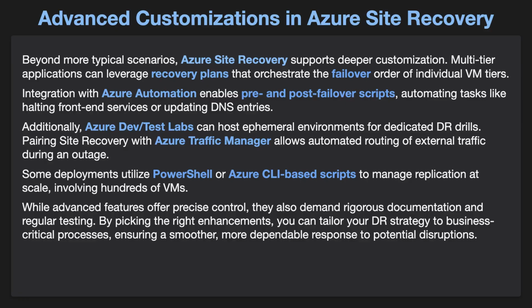Some deployments utilize PowerShell or Azure CLI-based scripts to manage replication at scale, involving hundreds of VMs. While advanced features offer precise control, they also demand rigorous documentation and regular testing. By picking the right enhancements, you can tailor your DR strategy to business-critical processes, ensuring a smoother, more dependable response to potential disruptions.